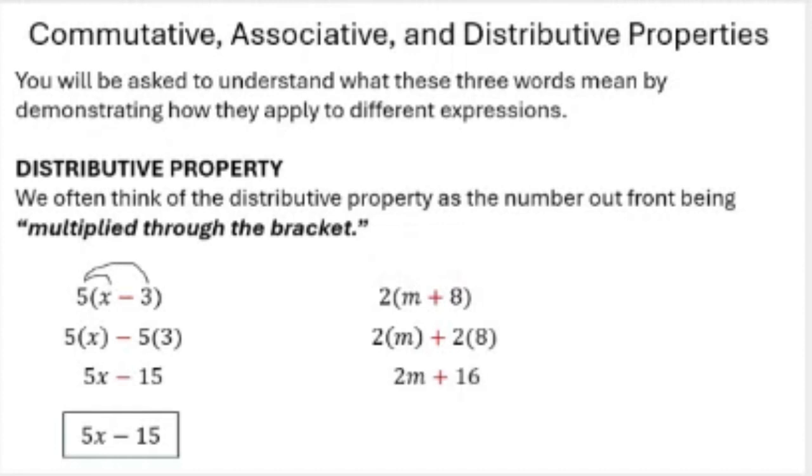2 times m is just 2m. 2 times 8 is 16. Don't try to go 2 plus 16. Those are not like terms. They cannot combine. 2m plus 16. So that is the distributive property, most often appearing with something in front of a bracket, although there could be other ways you could demonstrate the distributive property.